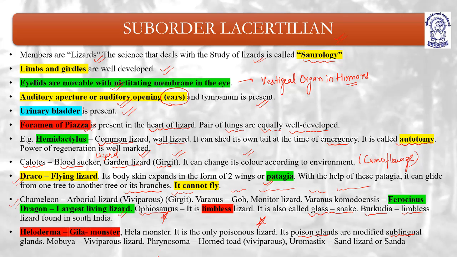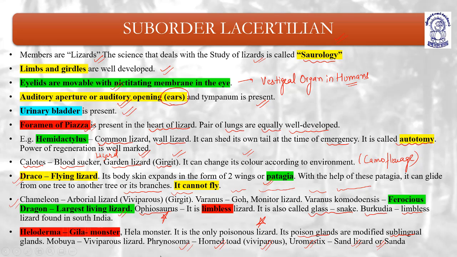Understood? Phrynosoma, horned toad, is also viviparous. Uromastix, sand lizard. So you have to remember the names of Hemidactylus, Draco, ferocious dragon, the largest living lizard, and Ophiosaurus, the limbless lizard. Then Heloderma, Gila monster. So these are some common lizards. Foramen of Panizza is present in the heart of lizard, and the pair of lungs are equally developed.